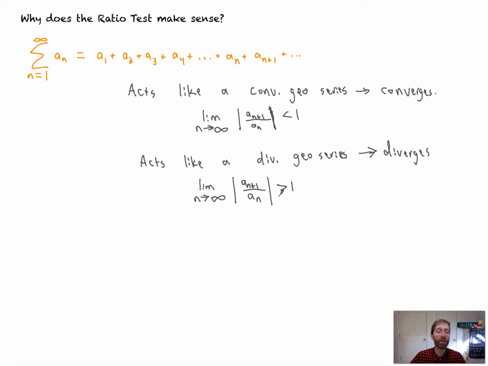Now, if it's equal to 1, the reason why this fails is because there are some series that, when you use the ratio test, equal 1 and converge. That's like the alternating series we looked at a little while ago. And there's others, like the harmonic series. If you were to use it with that, it would equal 1, but that one diverges. So because we have that counterexample there, equal to 1 is never conclusive.